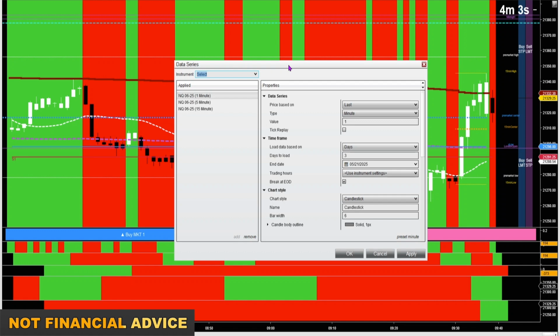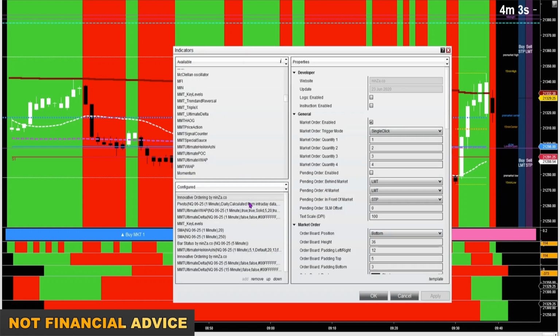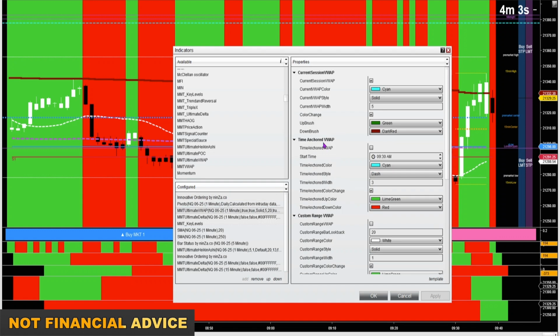So first things first, in my data series, I've got a 1 minute NASDAQ. I've also got a 5 minute and a 15 minute. All 3 data series need to be loaded onto the chart. And then for the indicator settings, I've got the ultimate VWAP on the chart. I've changed the up brush and the down brush for the session VWAP to green and dark red.